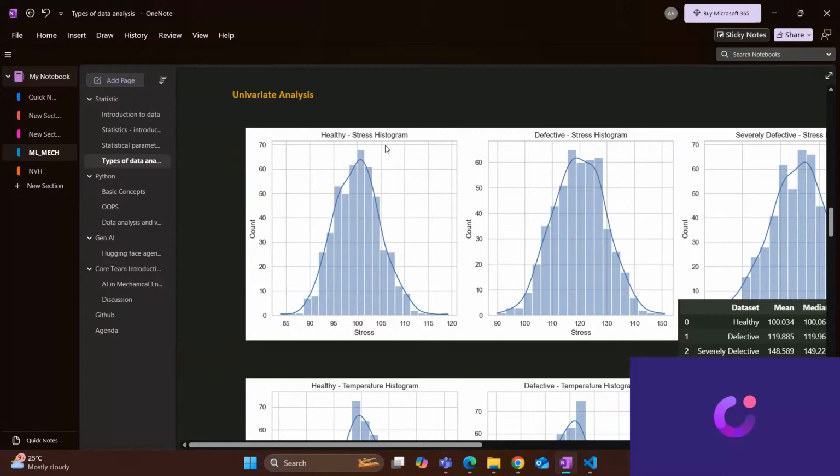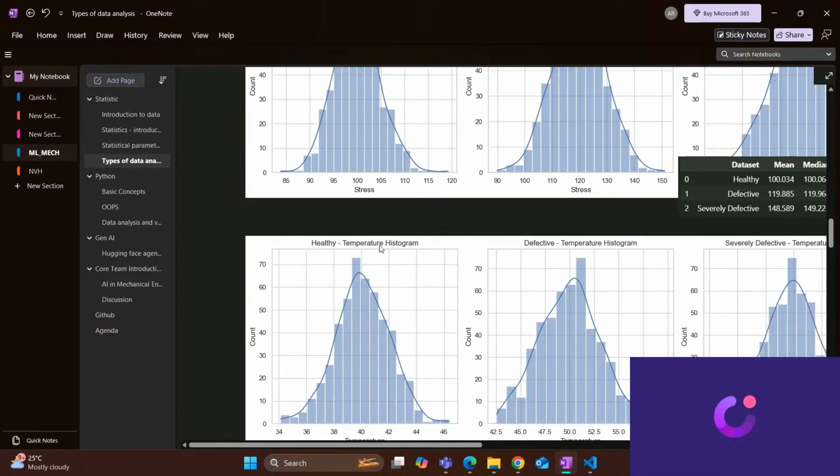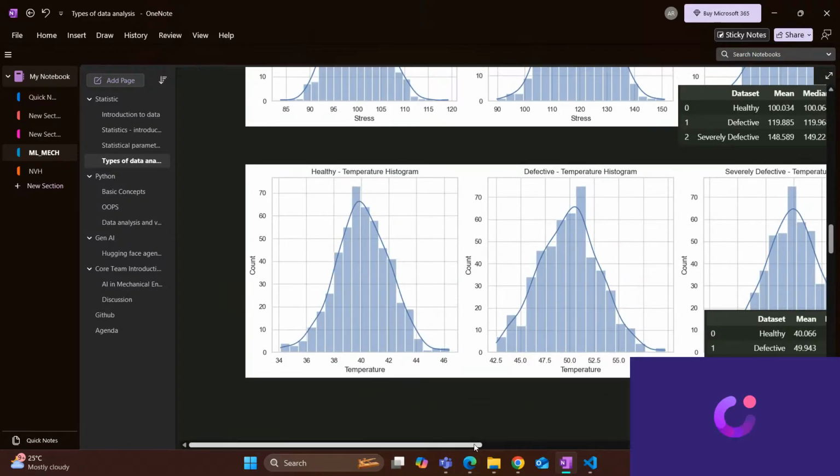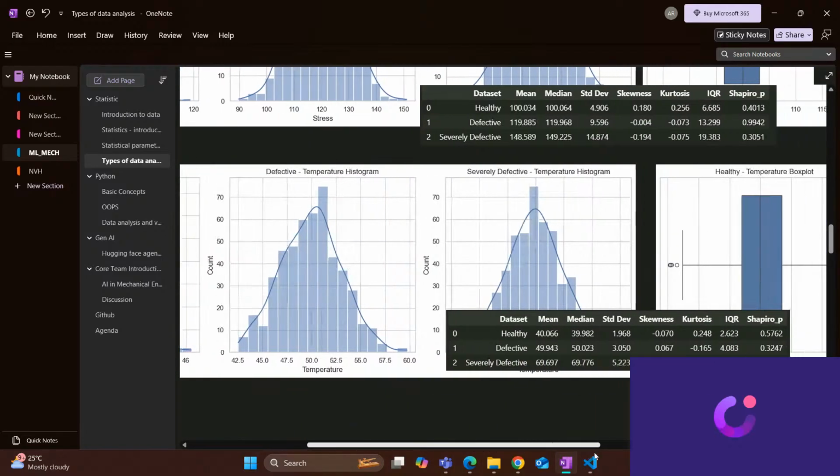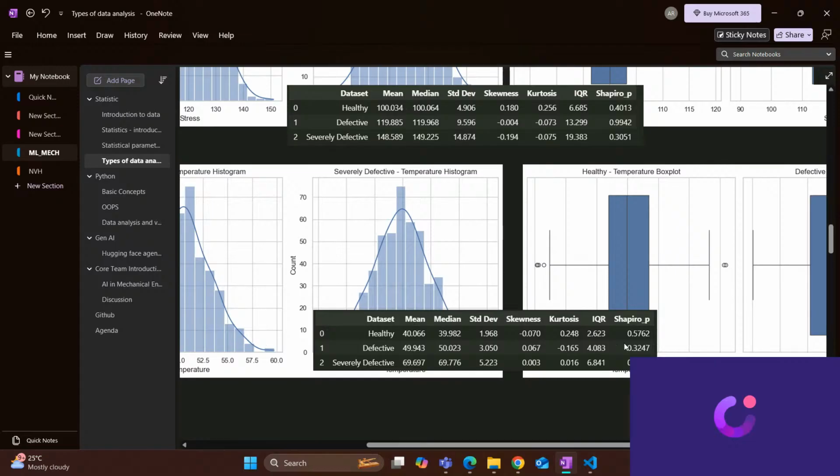Since this is for stress, this univariate analysis is only for stress. Next, we can go with temperature. Even for temperature, we can do a separate univariate analysis. Again, we check it here.